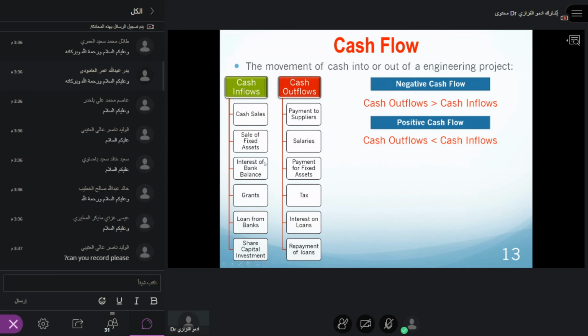Interest on bank balance: you have money in the bank, you save like $100 in the bank, and they will be adding an annual interest rate. Tomorrow it will be like $102 instead of $100. So this $2 is now an income into the industry. Grants: if a donor agency grants you something, they give you some money into your industry. Maybe the government decides to give you money. Loans from other banks: you go to other banks and you take some loans. All these are cash or money that comes into the industry. Share capital investment: if another person decides to invest in your industry, that is, to give some money into the industry, this is also cash that comes into the industry.